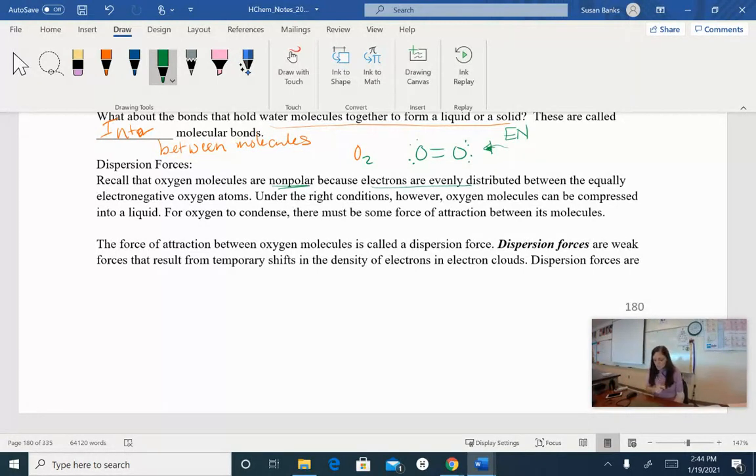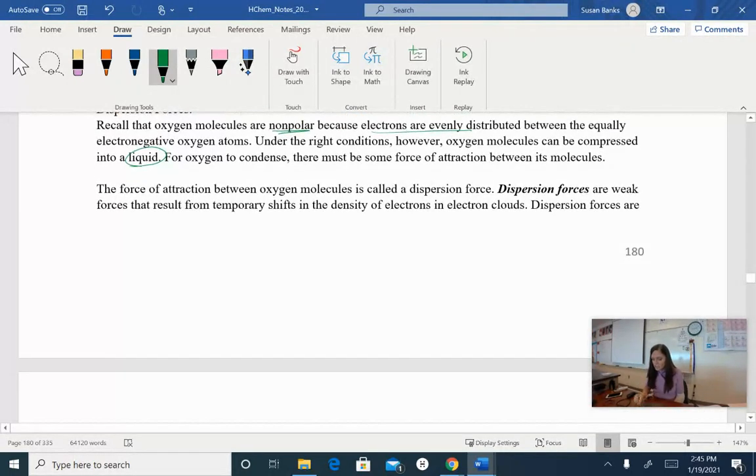Under the right conditions, though, I can take oxygen and compress it or maybe even cool it enough to form a liquid. And if I have a liquid, that means the molecules have to stick together close enough that they liquefy. For oxygen to condense, there must be some force of attraction between those molecules to get them to stick together enough to liquefy. So what force is it? The force of attraction between oxygen molecules is called a dispersion force.